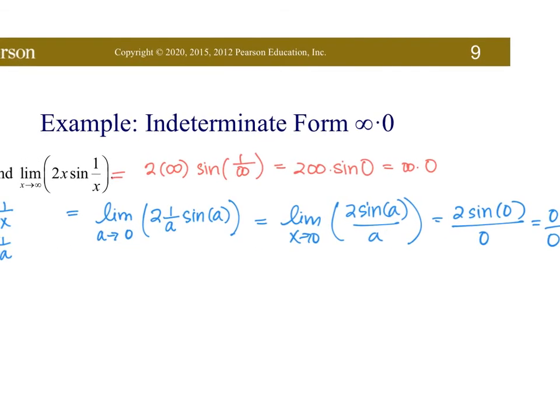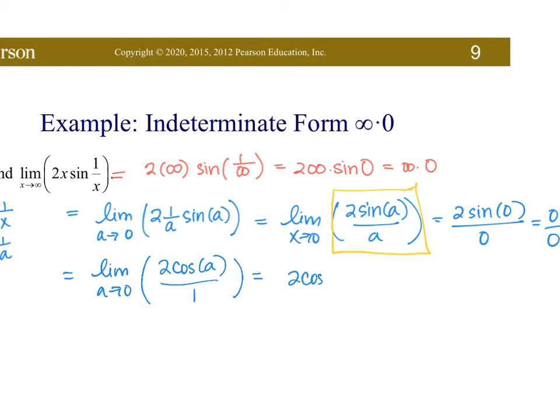So now I can go back and use L'Hopital, and I'm going to use L'Hopital always on the form that's in a fraction. You have to have a numerator and a denominator distinctly, and that's what you'll apply L'Hopital to. So a approaching 0, and the derivative would be 2 cosine a over 1, which would be 2 cosine of 0, and so the answer to this limit is 2.